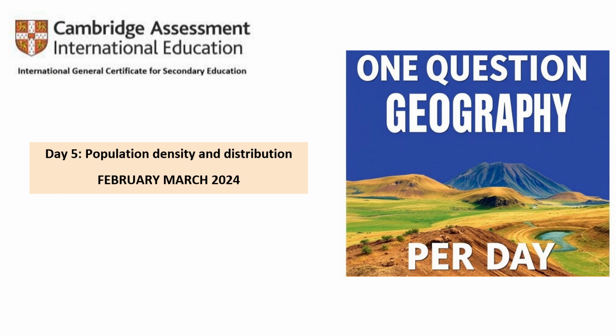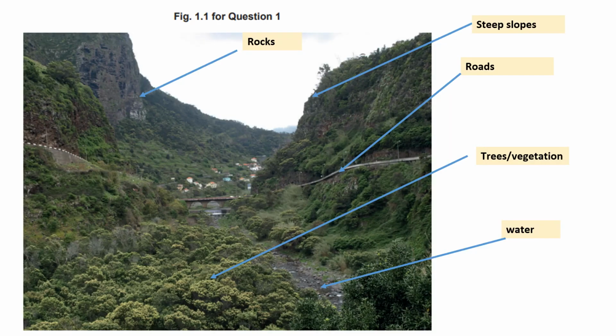Okay, this is day five of one question per day, and we'll be looking at population density and distribution. This is a February March 2024 past paper. So first, you're given an insert.